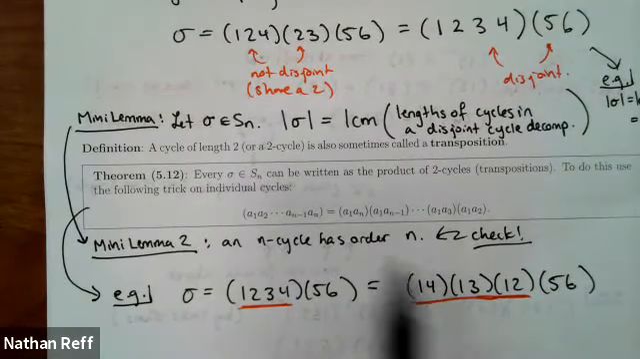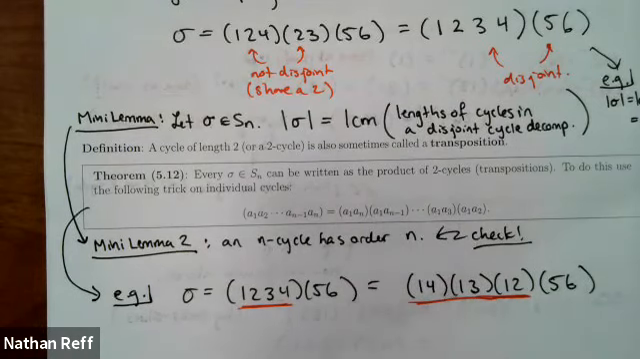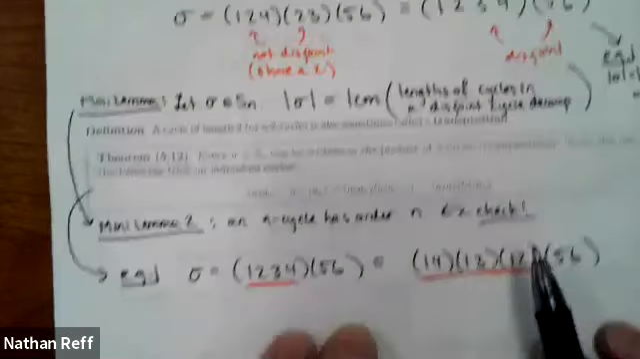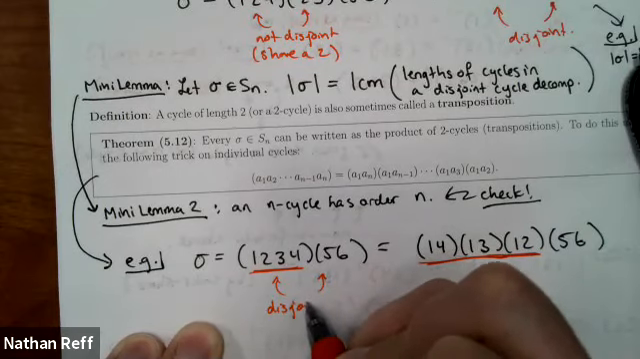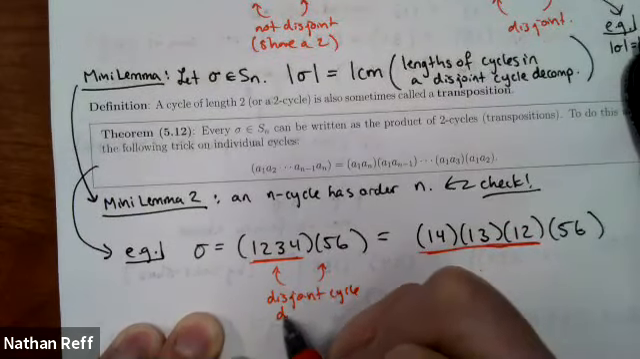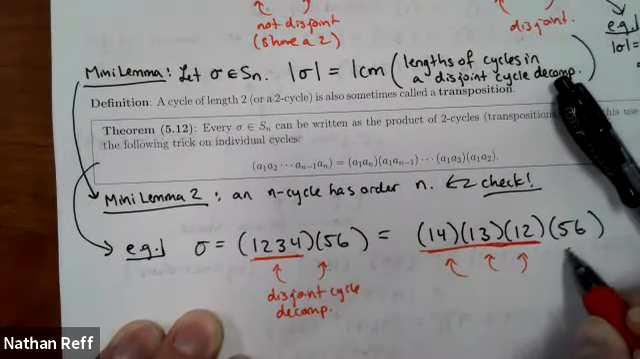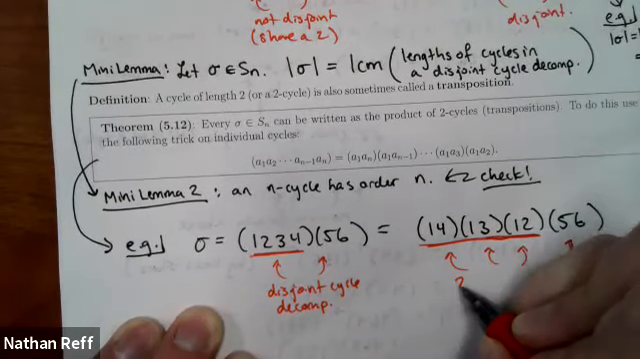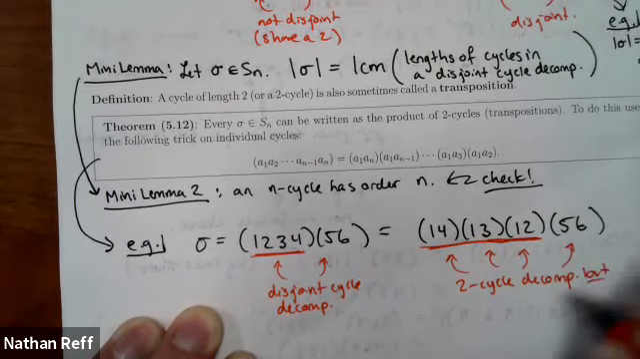Okay. Notice that when you do this, you're not going to be disjoint anymore. So you sacrifice the disjoint decomposition for the fact that you rewrote it as a product of 2 cycles. Over here it's a disjoint cycle decomposition. Over here, you call this a 2 cycle decomposition, but not disjoint.